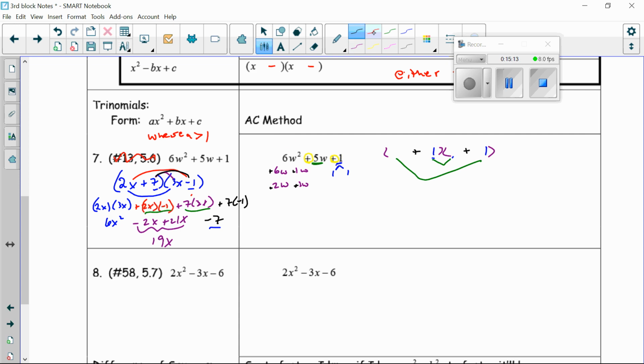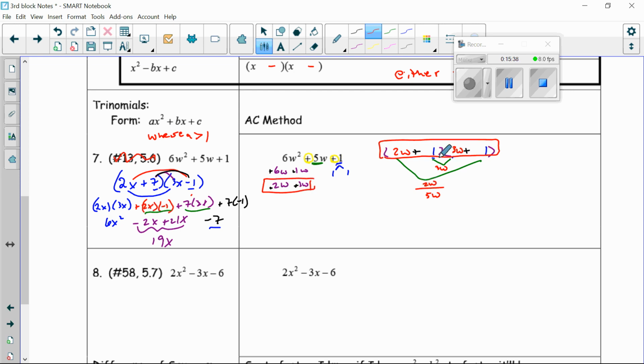So 6W, 1, 2, and 3 are all positive. Well, in that case, the only thing that then adds to 5 is the 2 and the 3. So 2W and 3W here will give me 3W and 2W. Those add together to 5W, and that checks out. You could always FOIL completely out to make sure. So these are my complete factors. 2W plus 1, 3W plus 1.